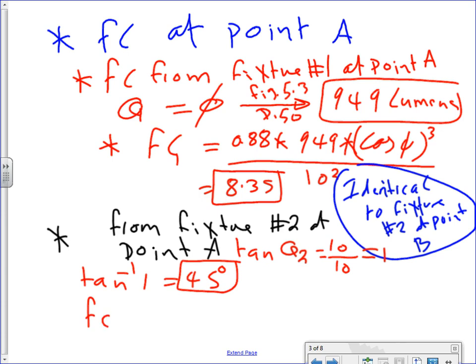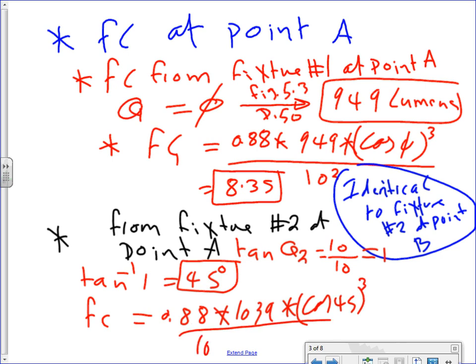The foot candle, my friends, then equals 0.88 multiplied by 1039 times cosine 45 to the power 3, divided by 10 to the power 2. Gentlemen, you will get exactly the same as you got, 3.23.